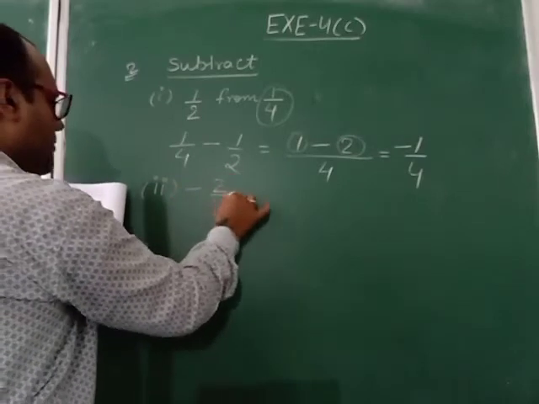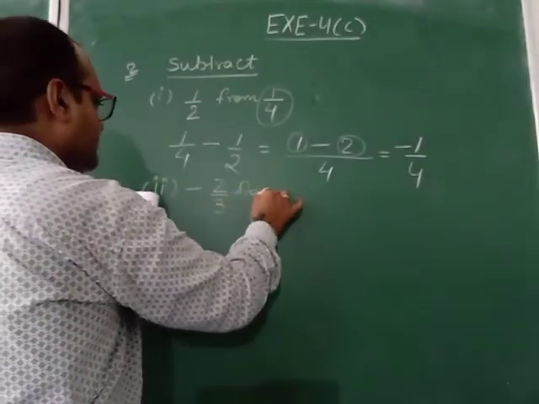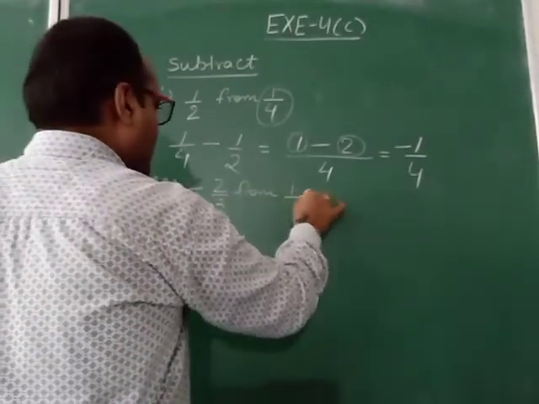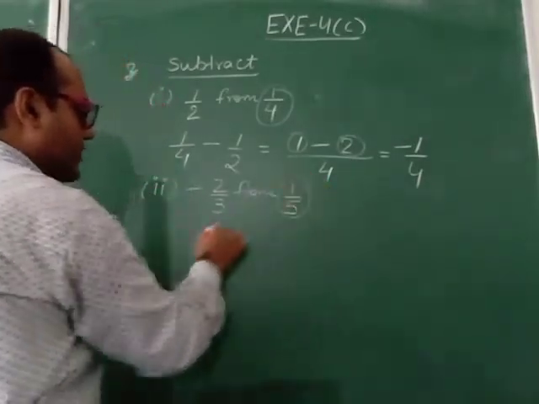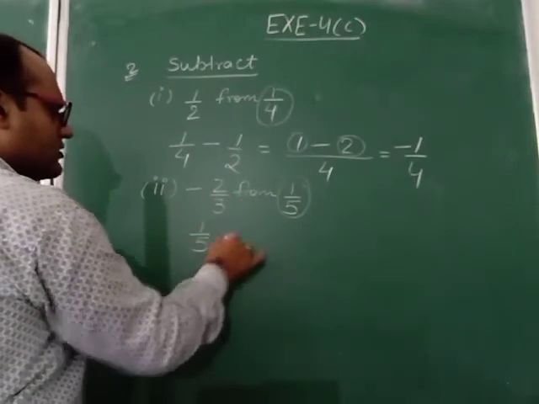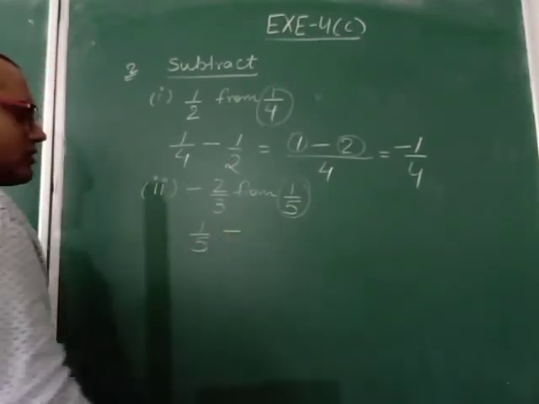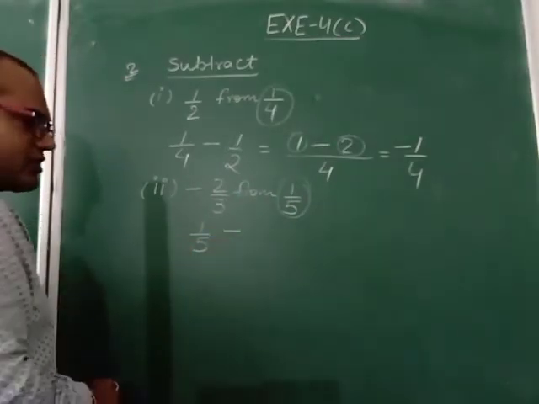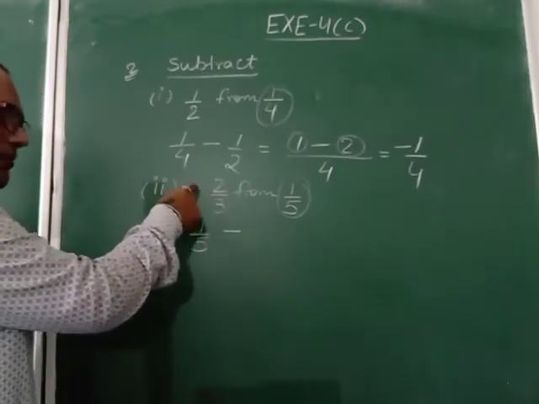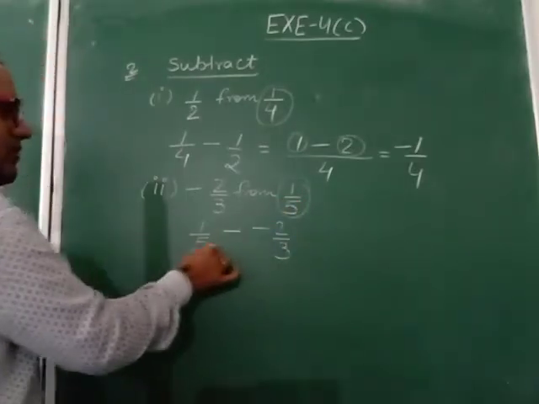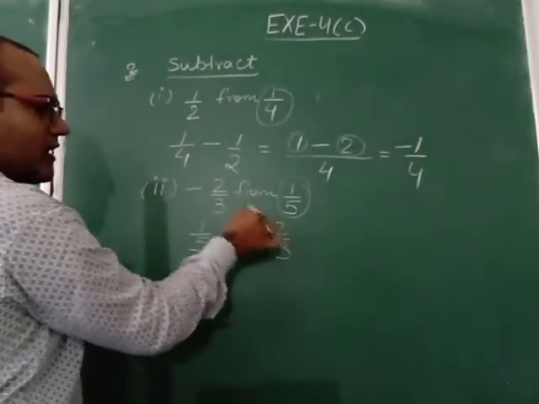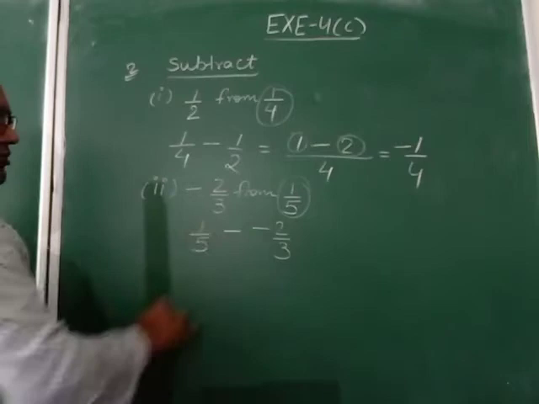Minus 2 upon 3 from 1 upon 5. So the number which is written after "from", that we have to write first. Subtract sign we will put. This minus is of subtraction, and 1 minus is in this number also, that minus also we will write. So this number we have to write in the beginning, this number we have to write afterward. In between we have to put subtract sign.